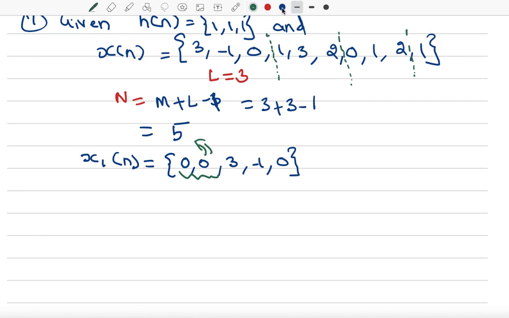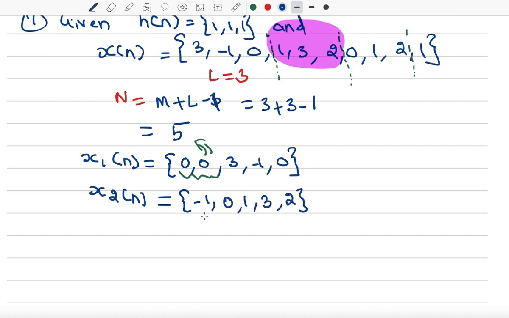Okay, similarly what we can do? We can write the x2 of n. So considering the second sub blocks, we want to consider the previous m minus 1 term. For this sub blocks, what about the previous m minus 1 term? That is minus 1 0 1 3 2. Okay, so here these two are the previous m minus 1 term and following that sub block.